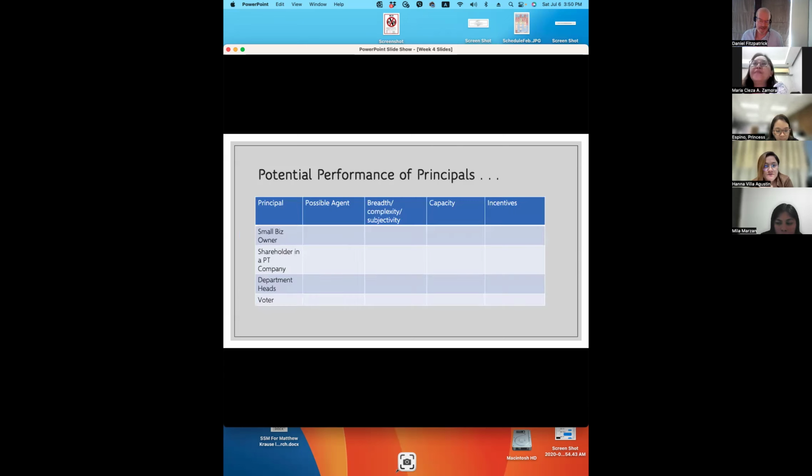So here is a little bit of joint work. What is a small, we have a small business owner. The possible agent is a... somebody? The employees, sir. Right, the people working for the small company.